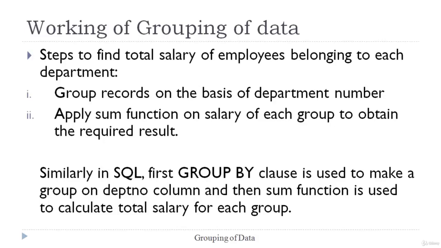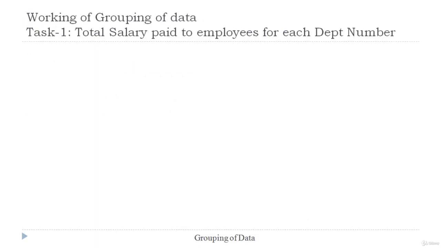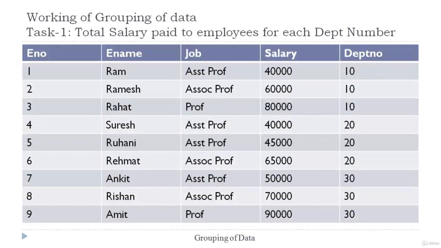And in SQL, we have to use the group by clause on the department number column to make a grouping on this field. And then some function is applied on the salary field to display total salary for each department. To illustrate this concept, let's find the total salary paid to employees for each department for the employee database.